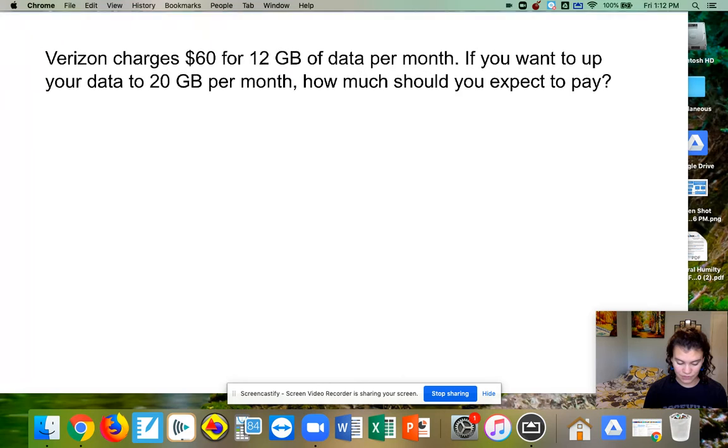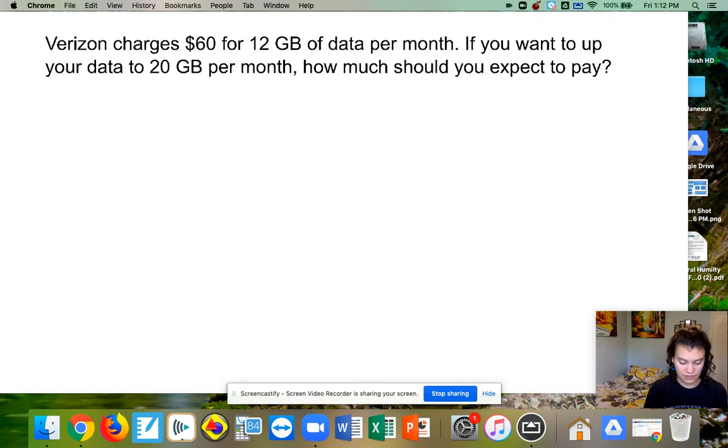Next one. Verizon charges $60 for 12 gigabytes of data per month. You want to change your data plan to 20 gigabytes, but you want to figure out how much that is actually going to cost you. Same idea here, we need to figure out what the price for 1 gigabyte is first, and then multiply by 20 to figure out how much it's going to cost for 20.